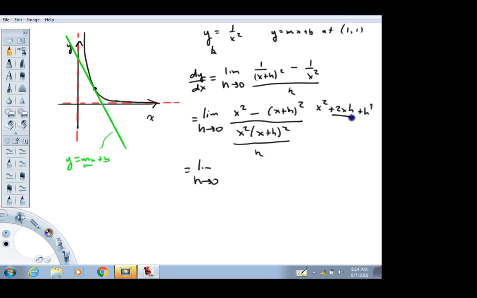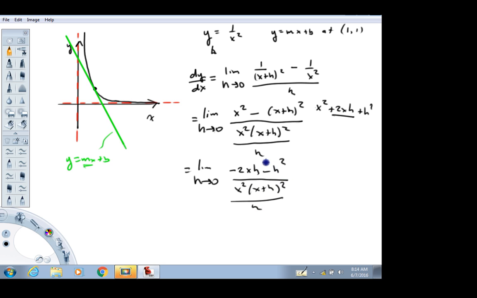Don't forget the 2xh part when you work these by yourselves. You have to FOIL that, x plus h, the quantity squared. So in the numerator, we have x squared minus x squared. Those are gone. Then we have a minus 2xh, and then a minus h squared. And again, that's over x squared times x plus h, the quantity squared over h, right?